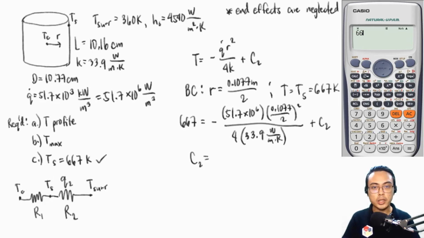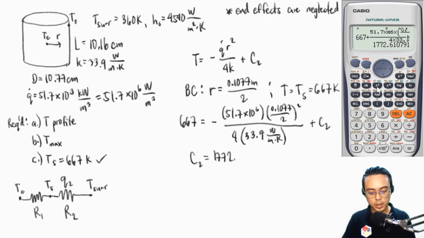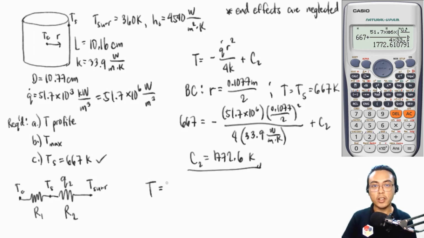So this becomes 667 plus, we transpose everything to the other side. That is 51.7 times 10 raised to positive 6 times 0.1077 over 2 quantity squared over 4 times 33.9. C2 is 1772.6. What's the unit of C2? C2 should be in Kelvin for the dimensional homogeneity of the equation. Okay, now that we have C2, we can now finalize our temperature profile.